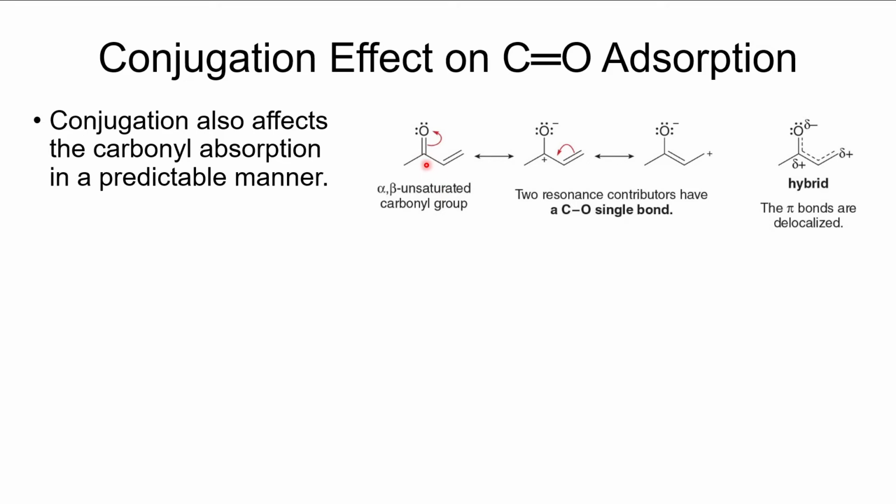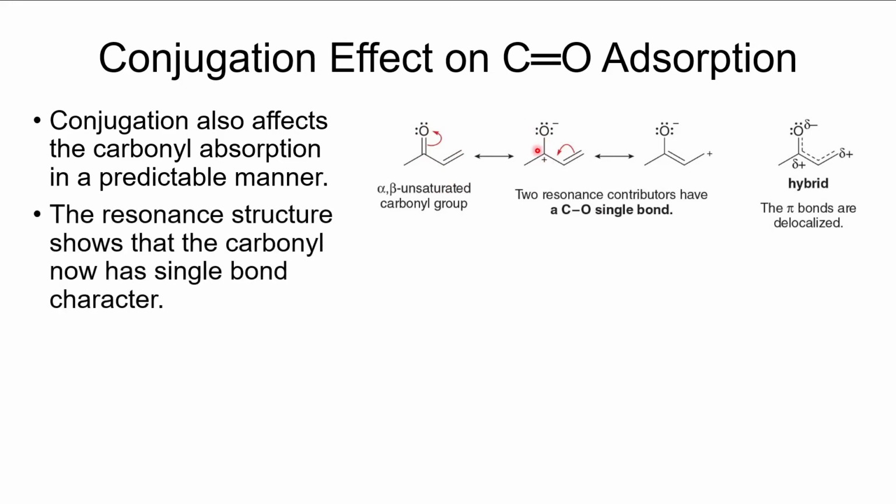So this is an alpha-beta unsaturated carbonyl compound, meaning that we have a carbon-carbon double bond directly adjacent at the alpha and beta carbons that are adjacent to the carbonyl, which means that we can draw additional resonance structures that show delocalization. So one of our resonance structures is to kick that pair of electrons out to the oxygen, and when we kick that pair of electrons out to the oxygen, you'll see that we now have a single bond between carbon and oxygen, positive charge on the carbon, negative charge on the oxygen.